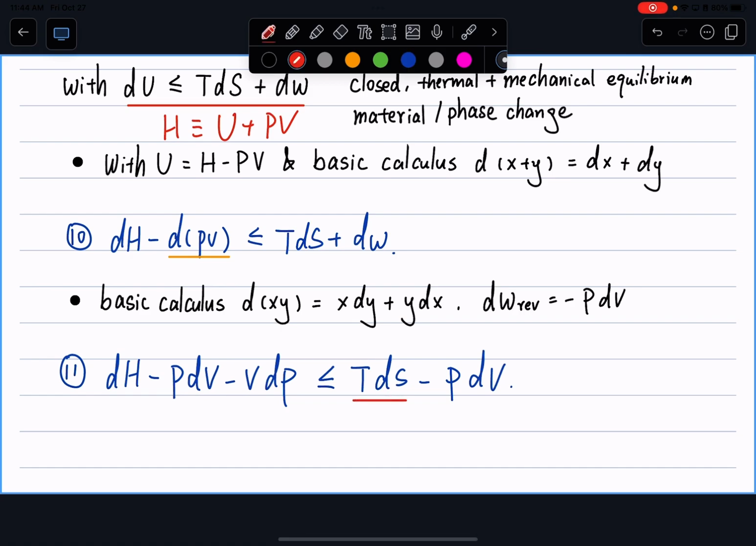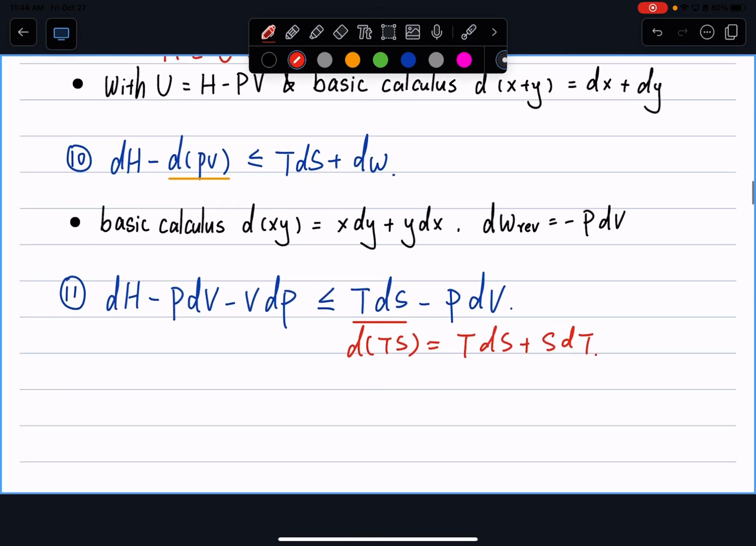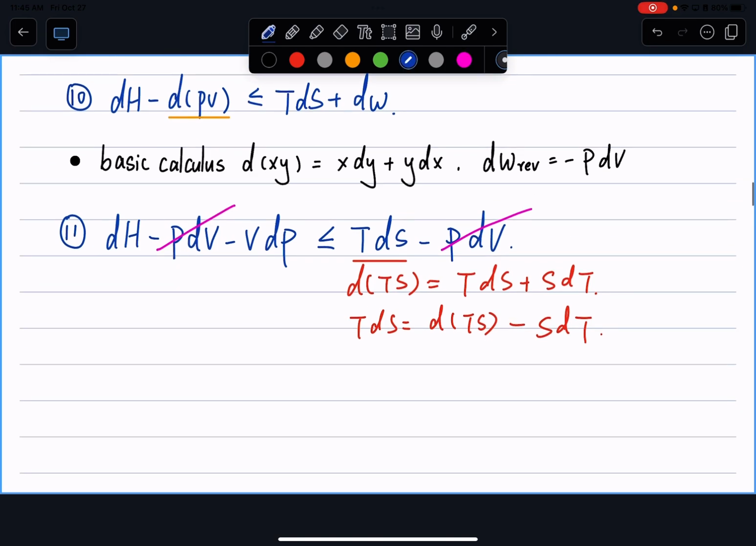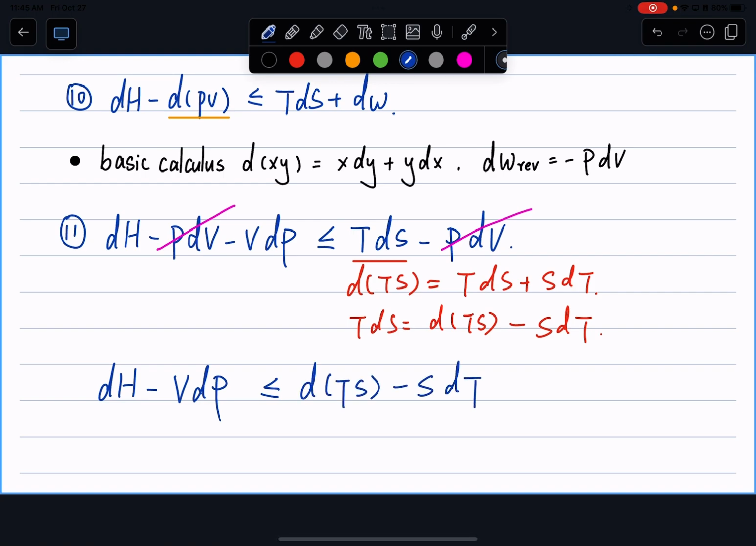And doing the same thing, this d(TS) equals TdS plus SdT, right? So your TdS can be rewritten as d(TS) minus SdT. And in here, some of the terms can be easily canceled out, right? So the negative PdV will cancel out with each other. And what we end up having after the simplification is dH minus VdP is smaller than or equal to d(TS) minus SdT.